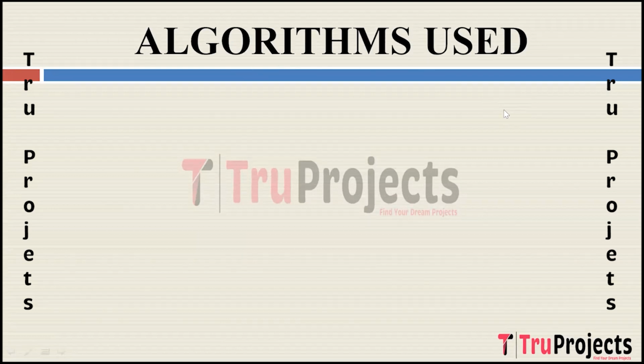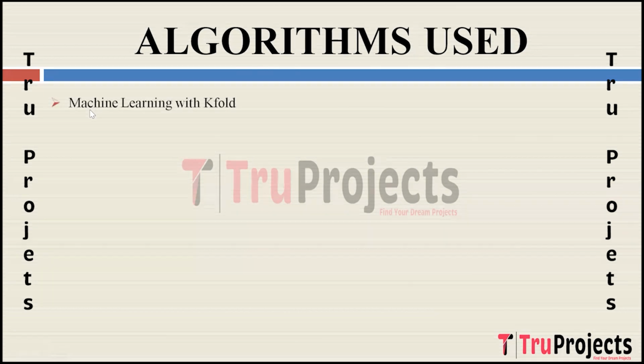Algorithms used. To implement this project, we have utilized the following algorithms. The first algorithm is machine learning with K-fold. K-fold cross-validation is a technique for assessing a model's performance. It involves splitting the dataset into K subsets, training the model on K-1 of them, and testing on the remaining subset. This process is repeated K times to obtain more robust performance metrics.